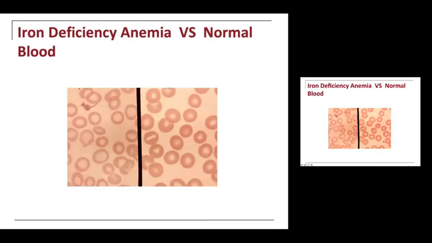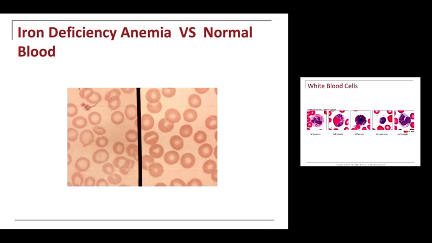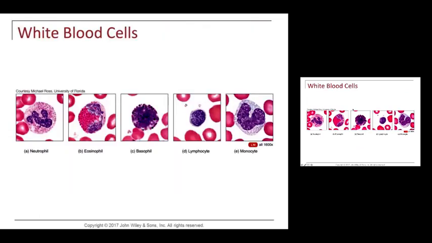Oh, here was just a picture of the iron deficiency anemia. The slide was a little bit out of order, but you can see on the left-hand side, hypochromic, and then normal on the right-hand side. You can see the less density in the center of the RBC on the left.